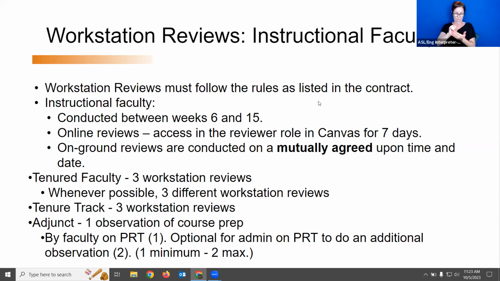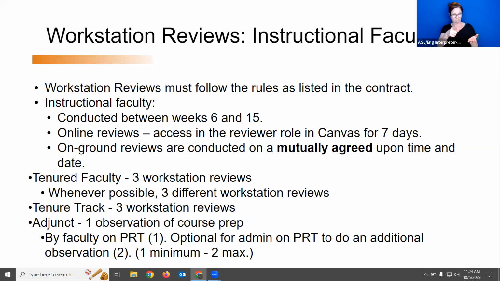Okay. And then Pamela Bimby asked, for an online review, is it appropriate to request a synchronous meeting to have the instructor walk through things or answer questions the reviewer may have? If so, can they decline that request? So for online classes, there is something called the pre-workstation review. It is optional, and we have recommended to all faculty that they do the meeting. If it isn't mutually agreed upon, you can't force it.